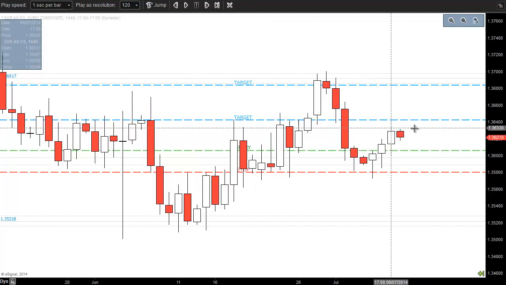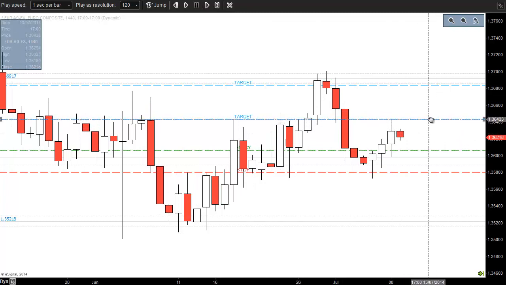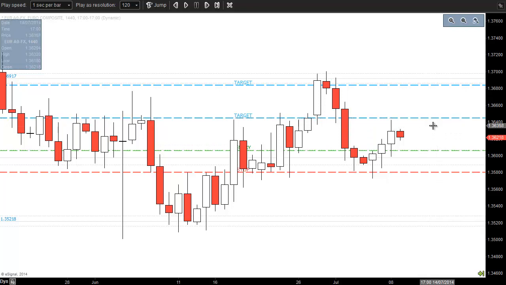Ooh, okay. I'm just going to pull this target up a tiny bit because this target was a little bit tight. What happened here, when I was actually in this trade, is my first target wasn't hit when this spiked up to here.